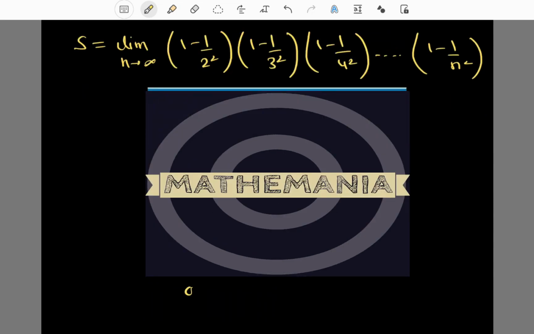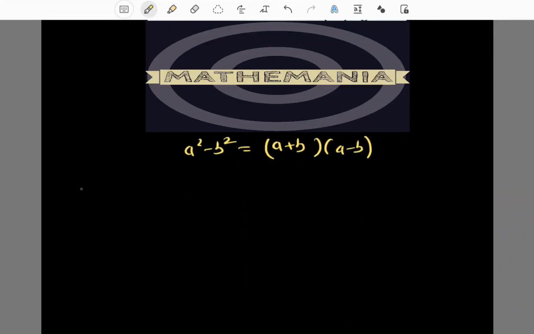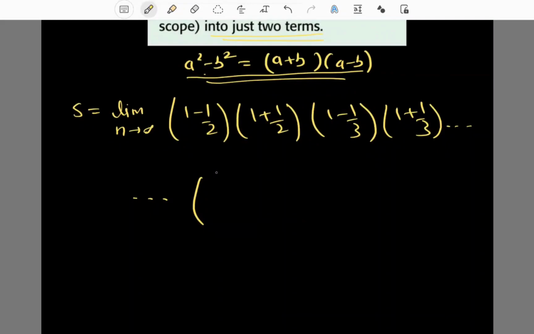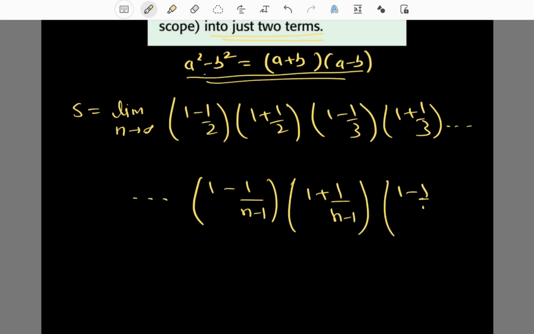Each term is in the form of a square minus b square, which can be written as (a plus b)(a minus b). So now let us solve for S. Using this identity, we can write S as (1 minus 1 by 2)(1 plus 1 by 2)(1 minus 1 by 3)(1 plus 1 by 3), and so on till the last two terms, and the last term.